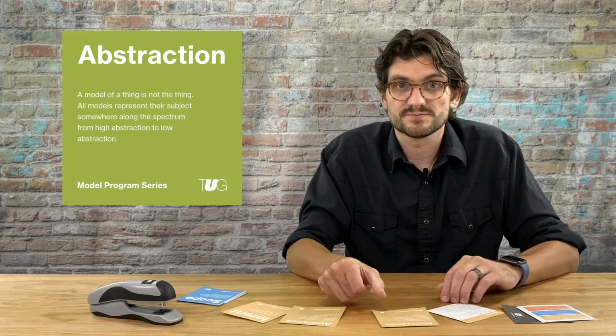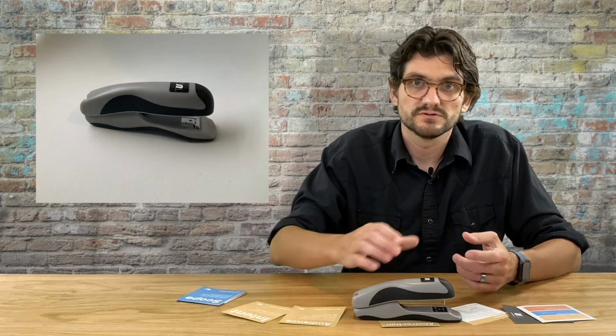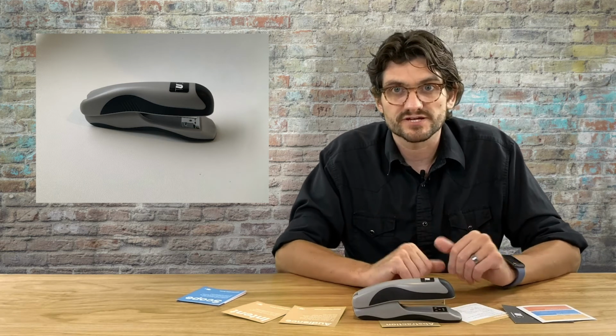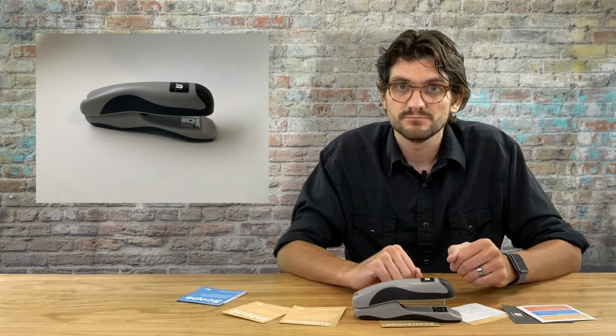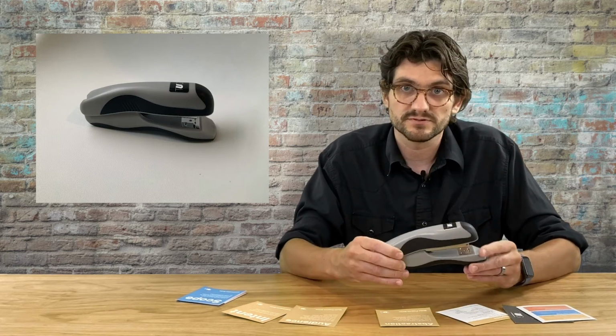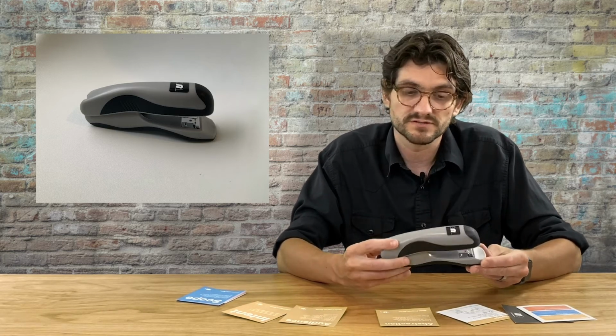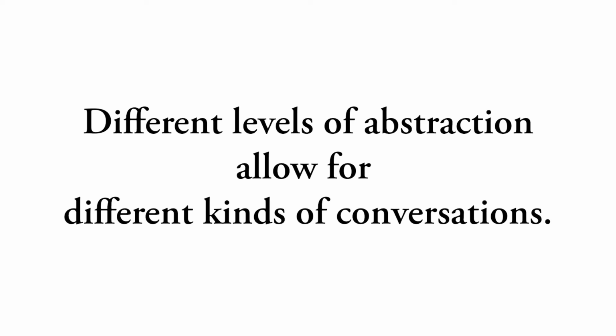So in talking about levels of abstraction, we can consider something as simple as a stapler. If we were to photograph this stapler, we'd have a low abstraction model, a low abstraction representation of what a stapler looks like. That photograph is a model, and as such it can convey a lot of information about what the stapler looks like, but it wouldn't tell us much about how it functions. Someone trying to create a better stapler wouldn't find a photograph of a stapler as helpful as someone maybe browsing staplers to purchase. The level of abstraction of a model allows for different kinds of conversations to take place.